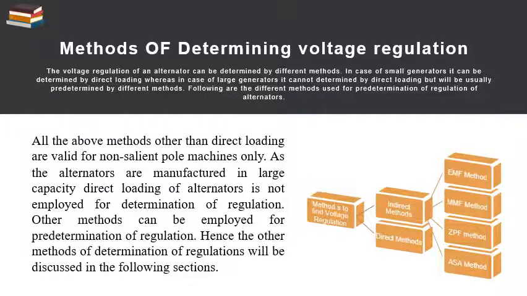All the above methods other than the direct loading are valid for non-salient pole machines only. As the alternators are manufactured in large capacity, direct loading of the alternator is not employed for determination of regulation. Other methods can be employed for predetermination of regulation. Hence, the other methods of determination of regulation will be discussed in the following sections.